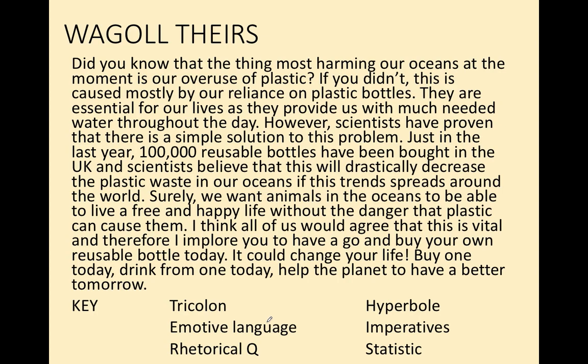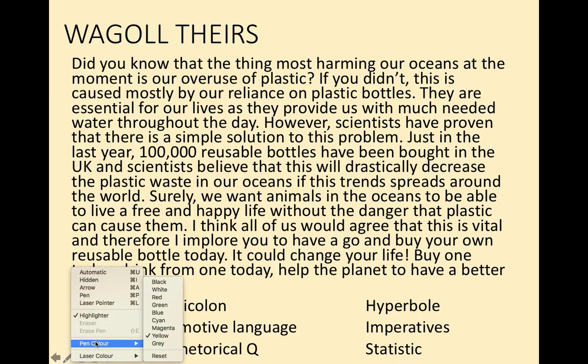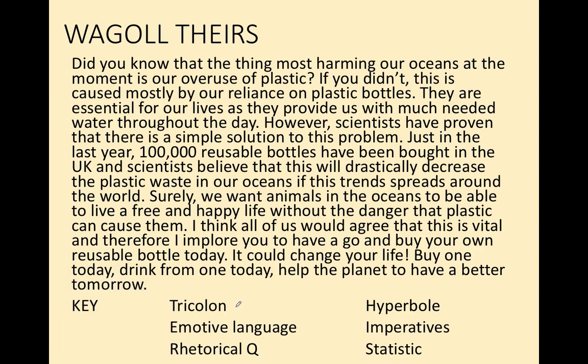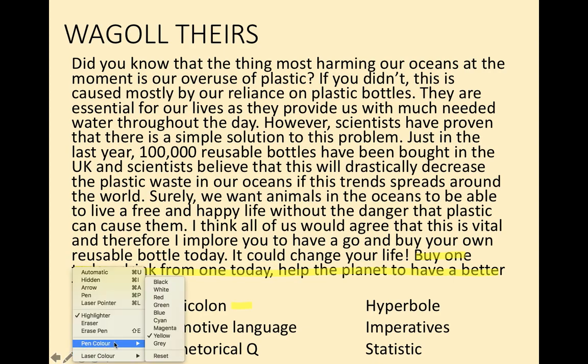Okay, so hopefully you've paused the video and you've found all of these techniques. So now we're going to go through together and label these in the paragraph. I'm going to start with tricolon. I'm looking for 3 things. My tricolon is actually the last sentence. Buy one today, drink from one today, help the planet to have a better tomorrow. We've got 3 things there in a list to describe the effects of having or using a reusable plastic bottle.